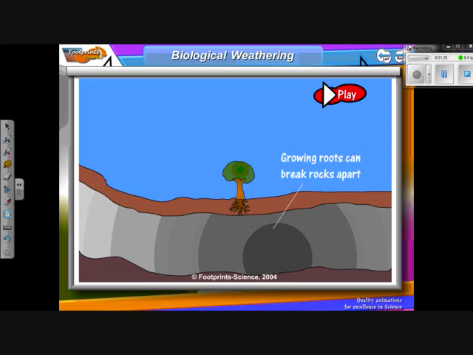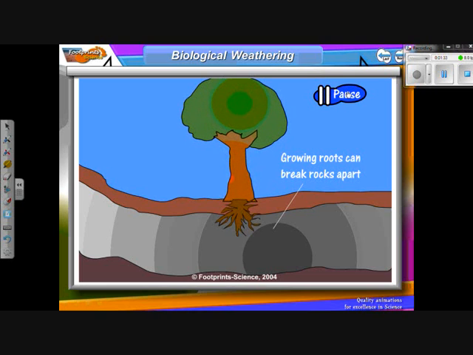And the last one, biological. Let's watch the biological weathering carefully. We have a tree, its roots are growing. It is carefully going in between cracks in the rocks, but then it actually expands. Its roots get bigger, which causes the rock in between to break, crack, and be destroyed.